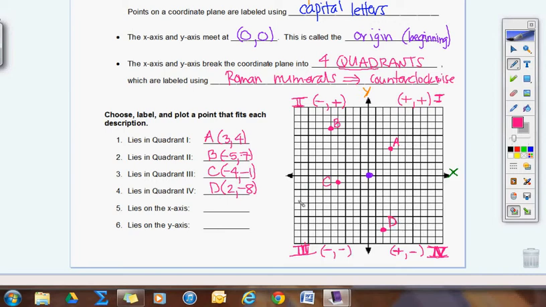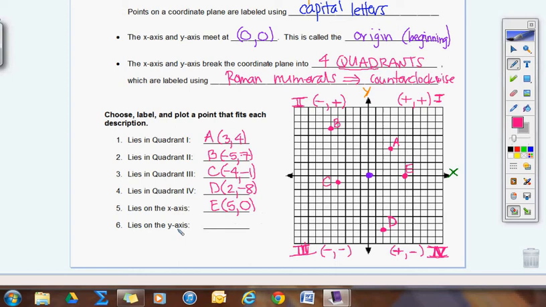All right. And then we've got points that lie on the axes. So if I have the x-axis and I want it to be on the x-axis, that means that I have to move either to the left or to the right, but not go up or down at all. So let's say I move to the right 5, but then I don't move up or down at all, so that means that the y-coordinate has to be 0. So go to the right 1, 2, 3, 4, 5, but not down or up at all. So I'll label that point E on the x-axis.